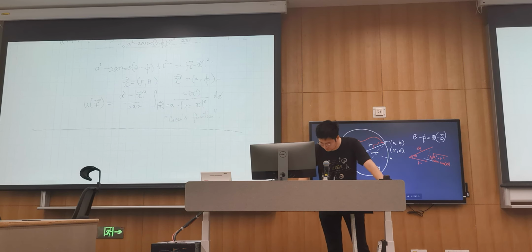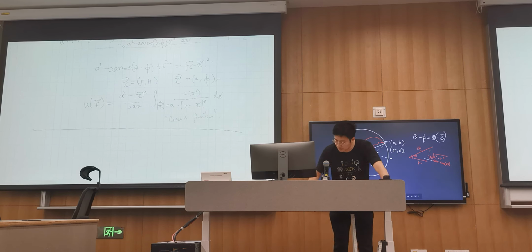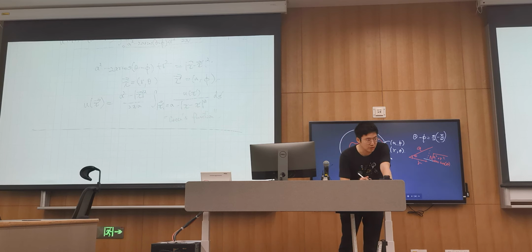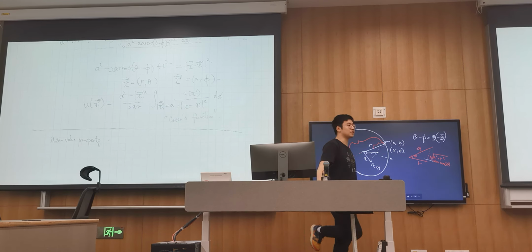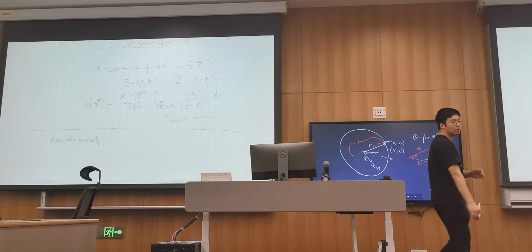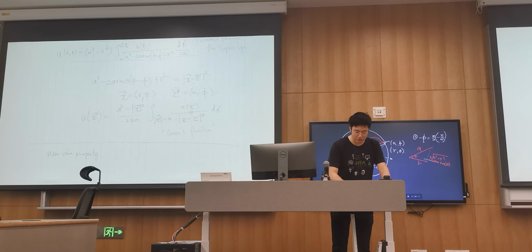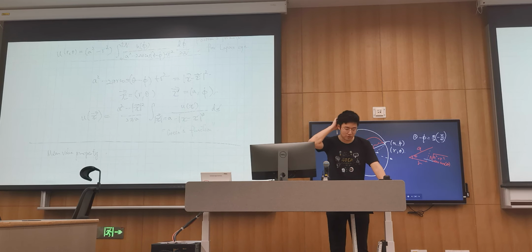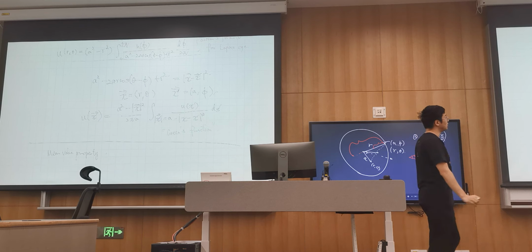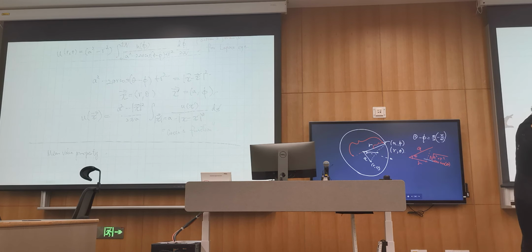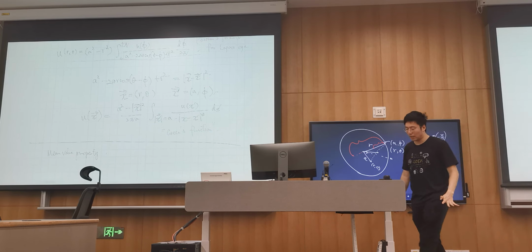So the last thing that we need to discuss is the mean value property. And this directly comes from either of the 2 forms of the solution.